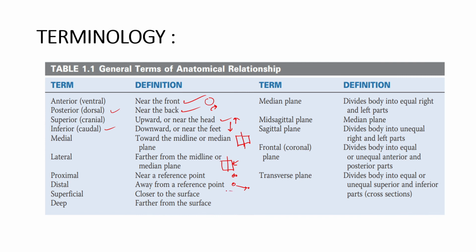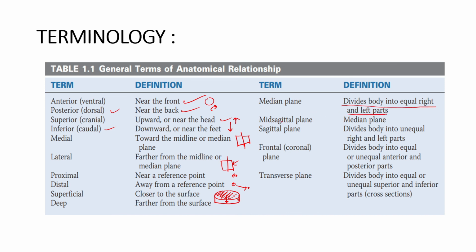Superficial means the surface. Superficial, closer to the surface. Deep means inside. Suppose something here. This is the deep portion. Farther from the surface. Medial plane means which plane divides our body into two equal right and left parts.